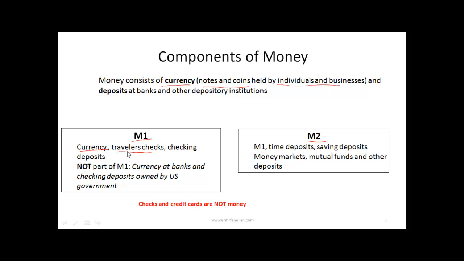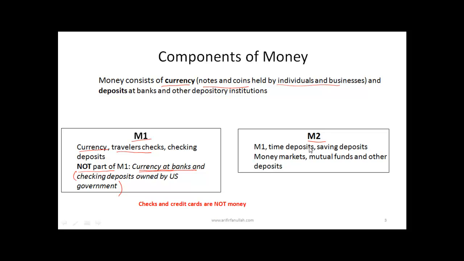So the definition of M1 is the currency in our hands, traveler's checks, which are like currency, and our checking deposits. Currency at banks and checking deposits owned by the US government are excluded. So this is a small minor point. We can ignore this for now. This is the major point: the currency at the bank is not part of M1. Okay, so M1 is a very liquid definition of money.